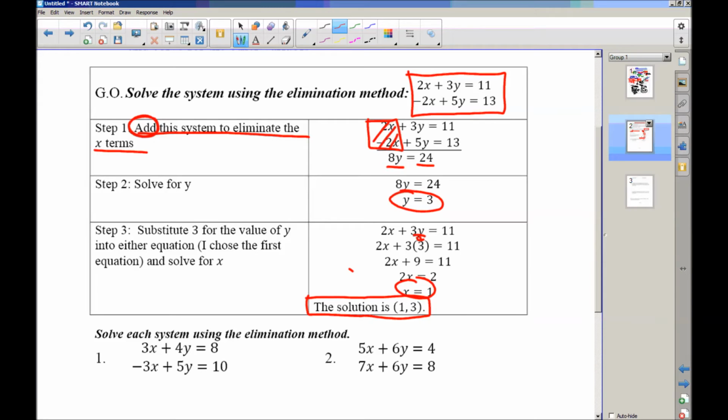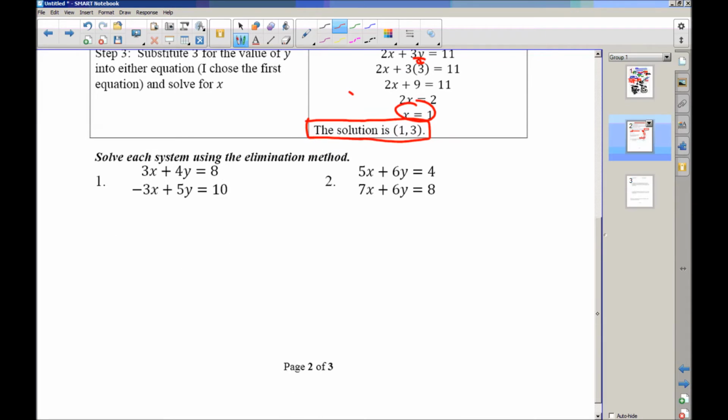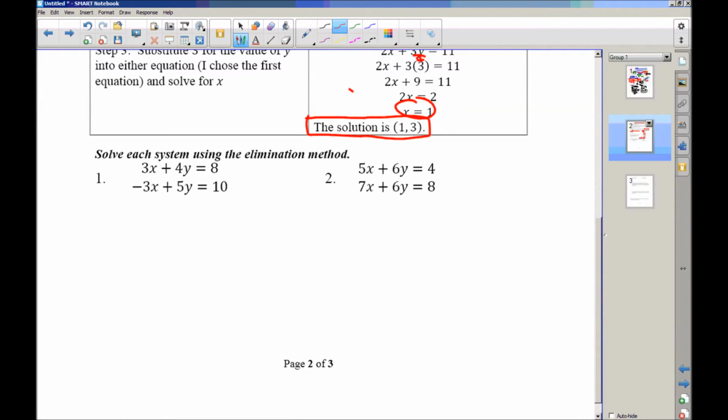All right, so it's a really fast method, but it only works when the coefficients of one of the variables is either the same or opposites of each other. All right, so let's take a look at a couple examples. Solve each system using the elimination method. So here, once again, the x's are opposite each other, so we could add, when they're opposites, we add. So we do 3x plus negative 3x, that makes 0x, so that gets eliminated.